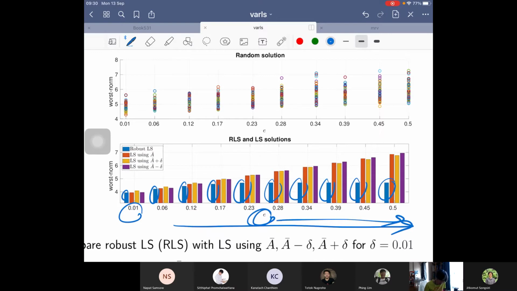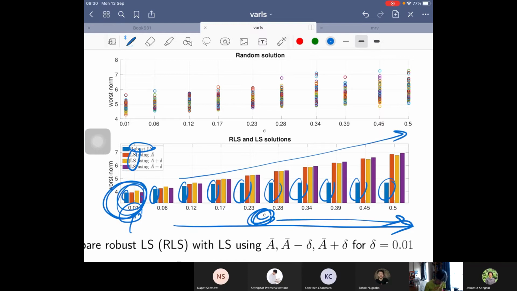Unlike least square, when the uncertainty degree is small, you don't see the difference between robust least square and the least square. But as the degree of uncertainty is higher, you see that all the 3 bars that refer to the ordinary least square problem, the worst norm is very sensitive to the degree of uncertainty. All right, that's the worst norm.